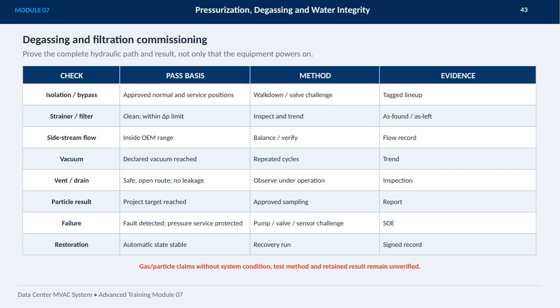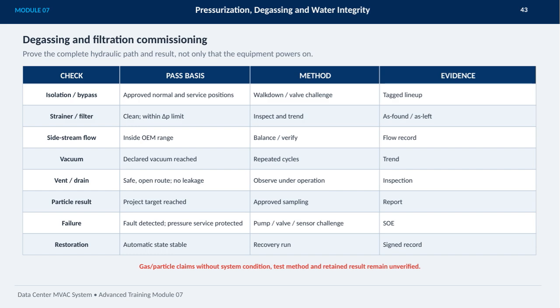Now let's focus on degassing and filtration commissioning, a critical step in ensuring the integrity of the Data Center MVAC system. The key here is to prove the complete hydraulic path and result, not just that the equipment powers on. We start with verifying isolation and bypass by confirming approved normal and service positions, followed by a detailed walk-down and valve challenge with tagged lineups.